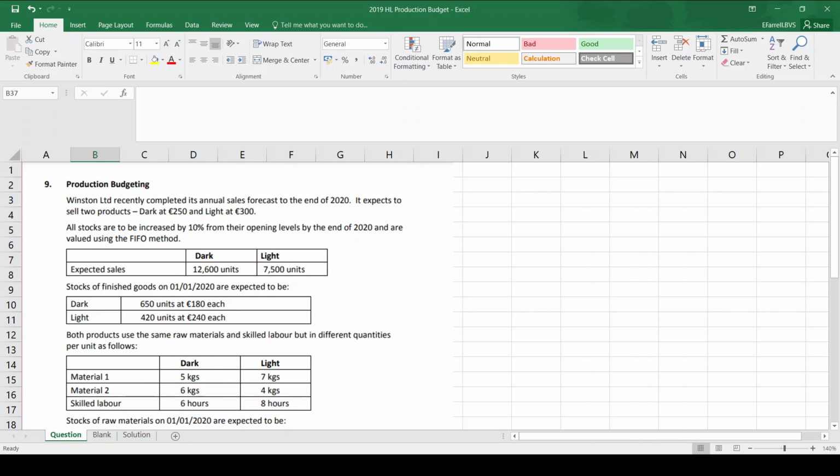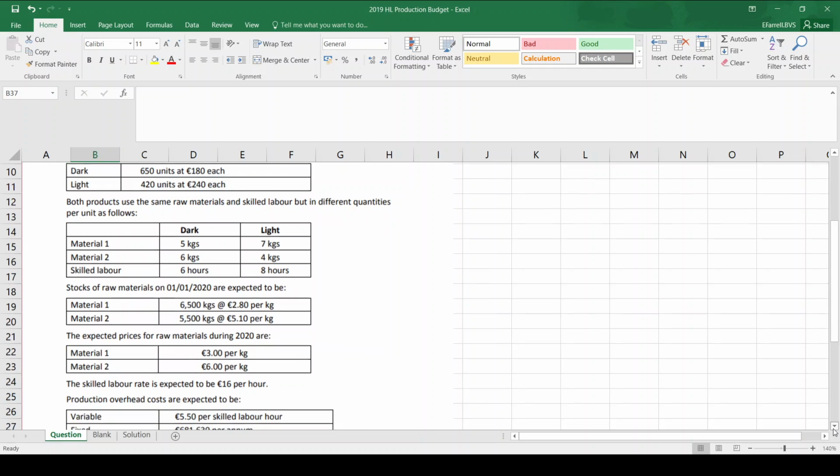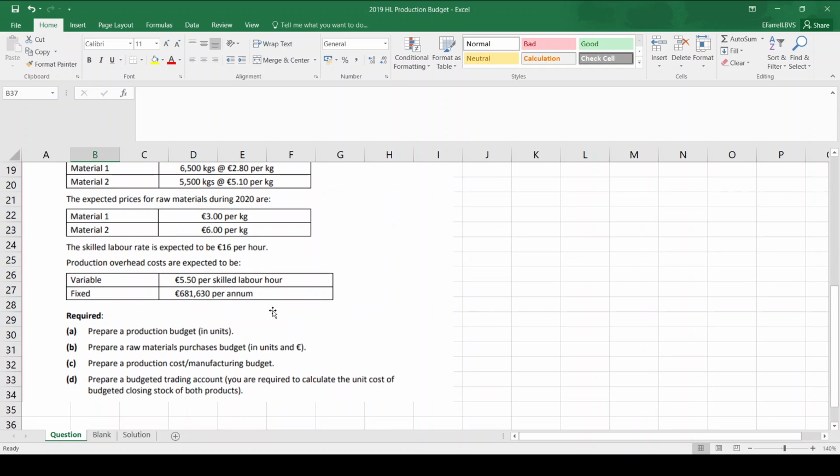Hi, today we are going to have a look at the 2019 Leaving Cert Higher Level Production Budget question. Again, there are two products that we're manufacturing, dark and light, and there are two materials required, material 1 and material 2. So again, this is similar to the 2017 question and also the 2022 question. First of all, we are asked to prepare a production budget in units.